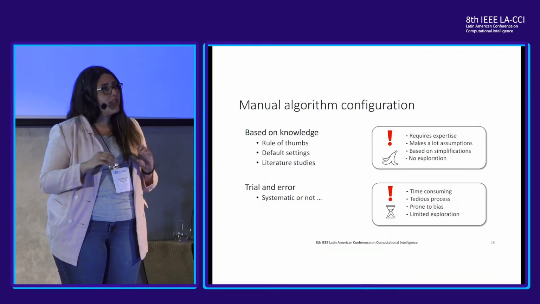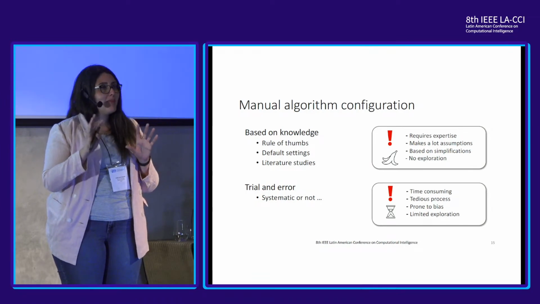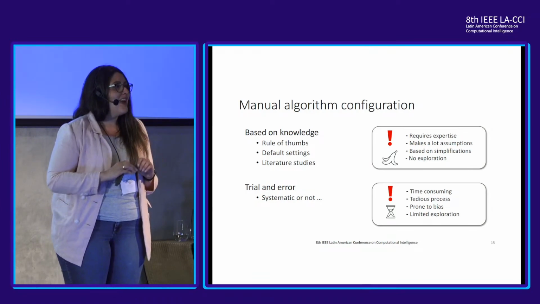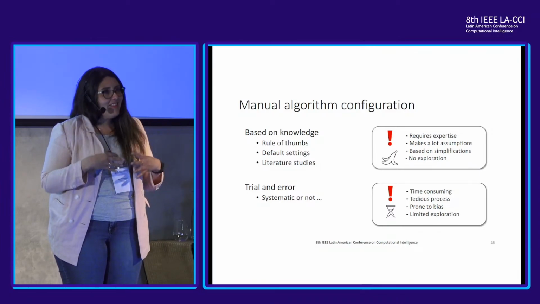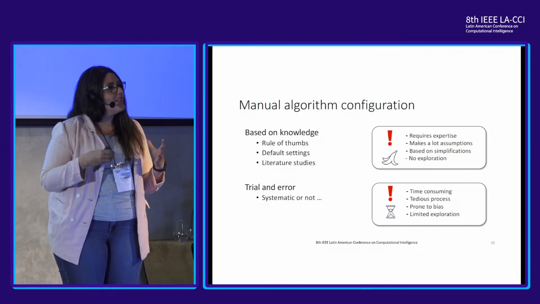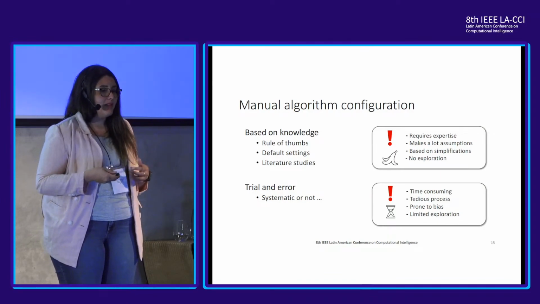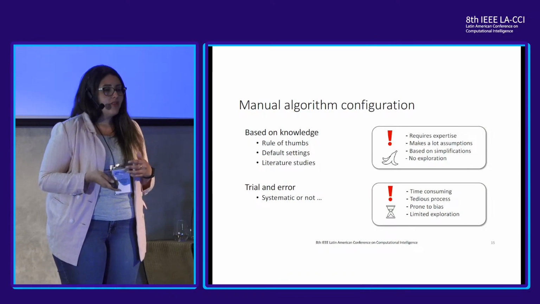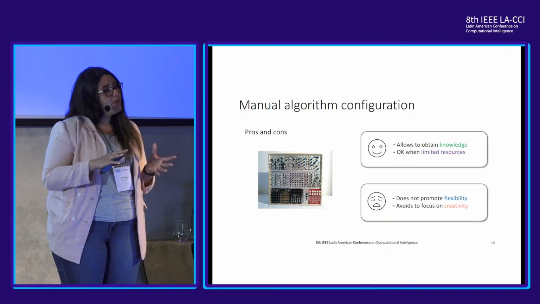And then sometimes we get this mysterious process in which they try some parameters and found these values, but there is not a lot of information about it. And then the next level is to have some systematic design of experiments to try to find good parameters. So there are several approaches. And I think there are good things and bad things about manual configuration.